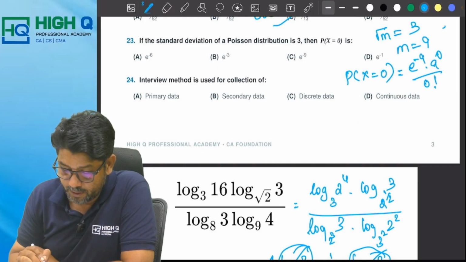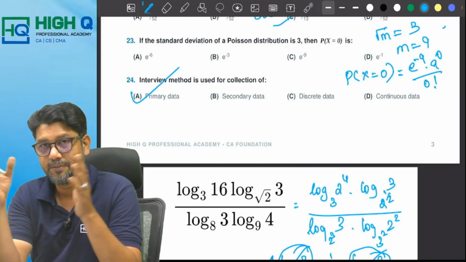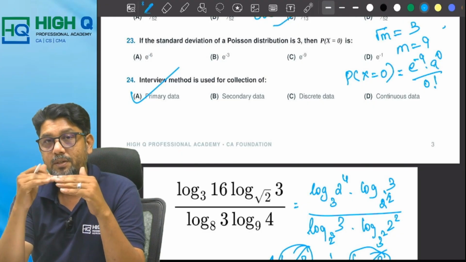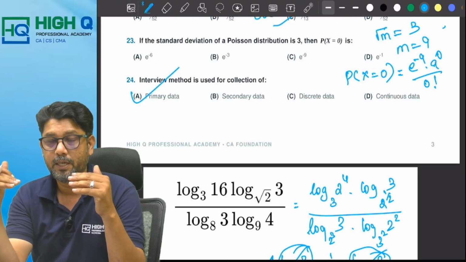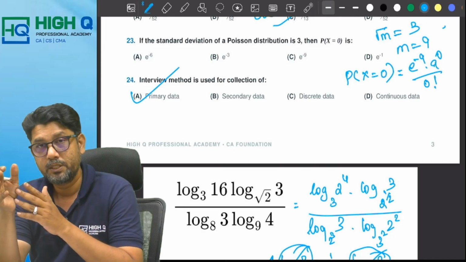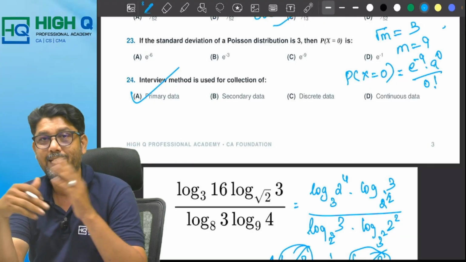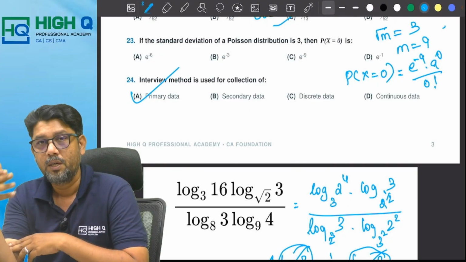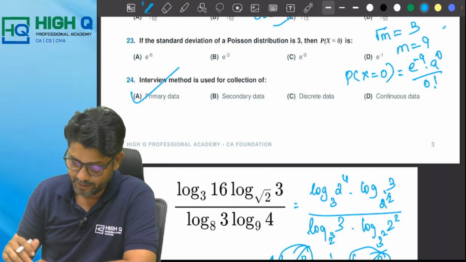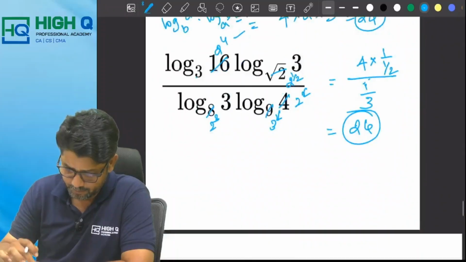Fine. Next, interview method is used for collection of what? Primary data. Of course, you know, collection of data is classified into two parts. One is primary, the other one is secondary data. Primary data is further classified into three parts: interview method, observation method, and mail questionnaire method. Under interview method, we have another three types: direct interview, indirect interview, and telephonic interview. I hope you know this. Then accordingly you can easily answer this question. These are short questions, 1 mark you can get directly.